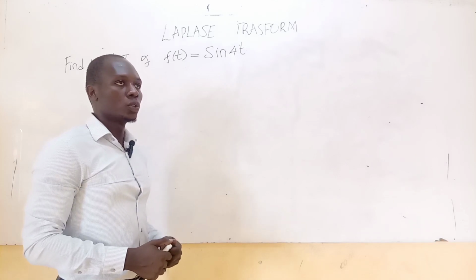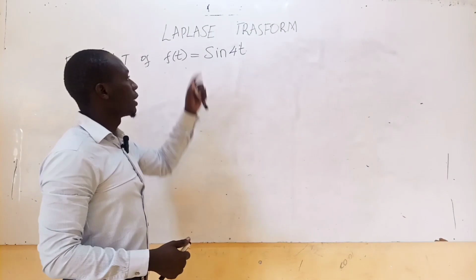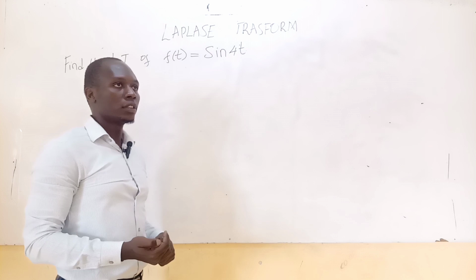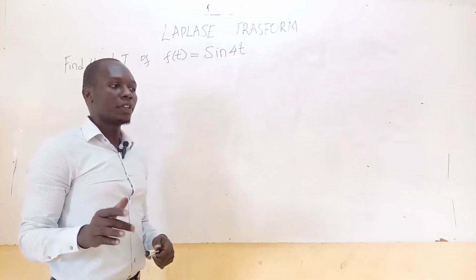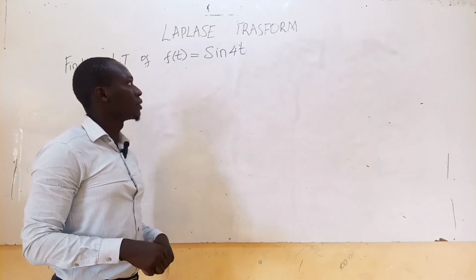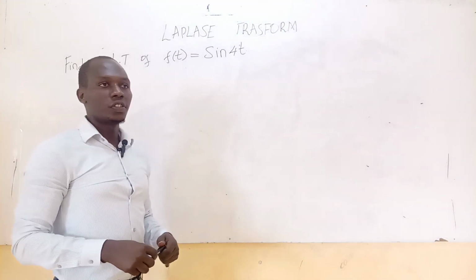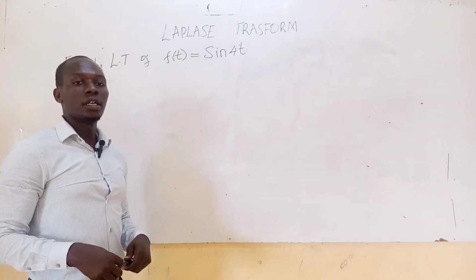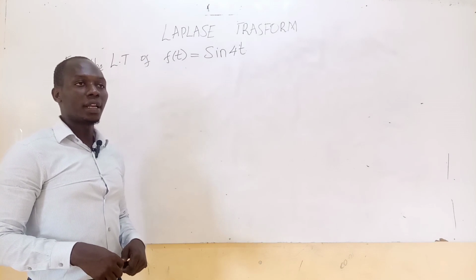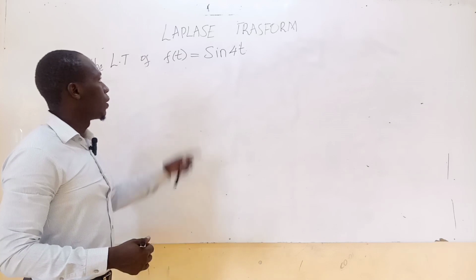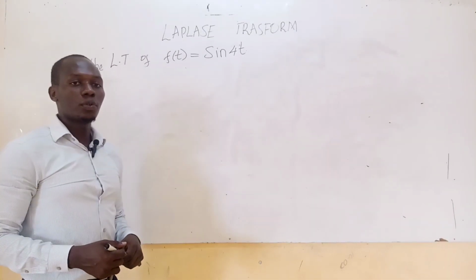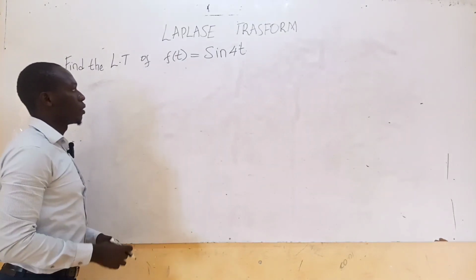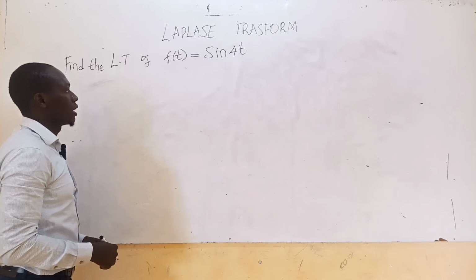Let us now get to an example of sin(at). In the previous videos I have shown how we can derive the simplified formula for the Laplace transform of sin(at), which we got to be a over s squared plus a squared. Now this is our example, whereby you can be told to find the Laplace transform of a function f of t equal to sin(at).